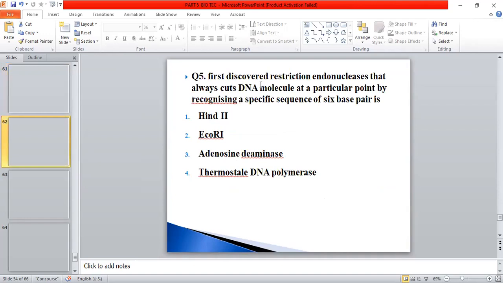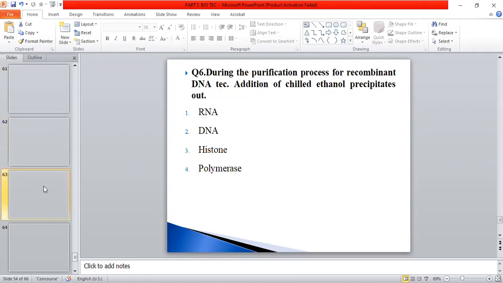Next one: the first discovered restriction endonuclease that always cuts DNA molecules at a specific site. Which one is this? Adenosine deaminase will not come. Thermostable DNA polymerase will not come. HindII is the correct one. Already we studied it. This is the first restriction enzyme discovered, isn't it? So HindII is the correct one. What is the next one?